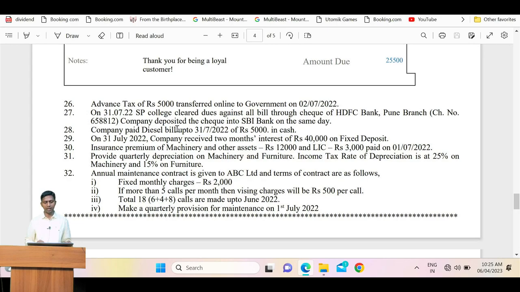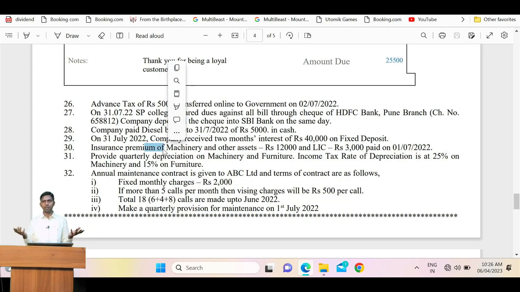Therefore, here I have given you an entry related to diesel. On 34.7, and then 5,000 in cash we paid. Then the company received 2 months interest. It is interest on FD, interest received on FD. Then my dear students, here we have an entry related to insurance. While working, you will find insurance payment as well. We pay insurance for what?